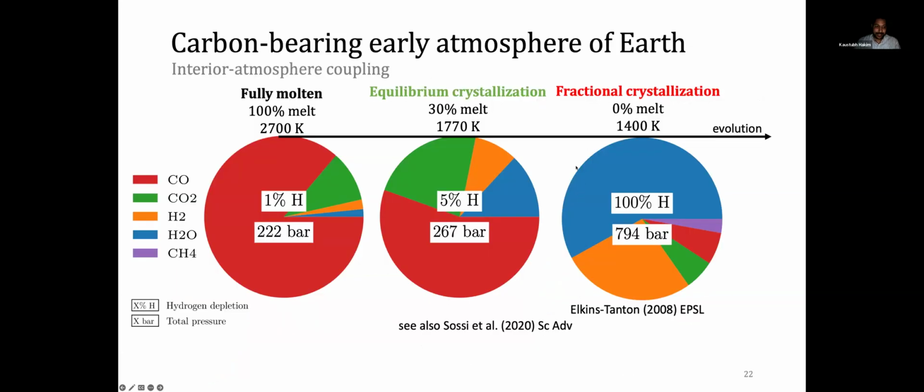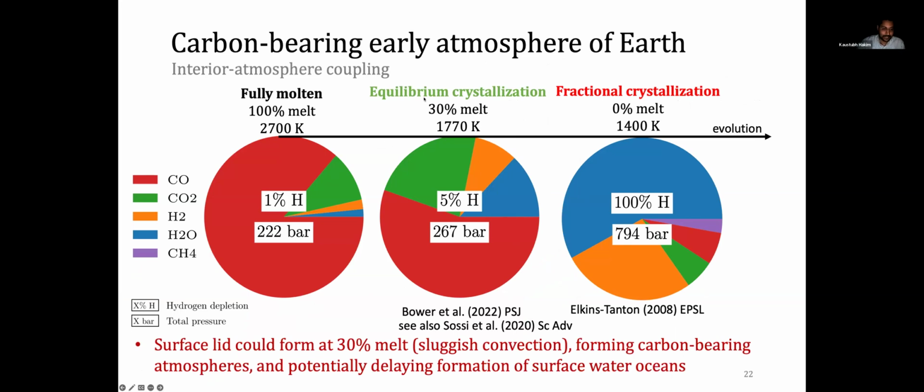But I'm telling you this because this particular study, led by Dan here, shows that for different melt fractions of the planet, you get different compositions in the atmosphere. This is largely due to the solubility of different gases in the interior, and different gases are soluble to different extents. So this is a busy figure, but I'll start with this.